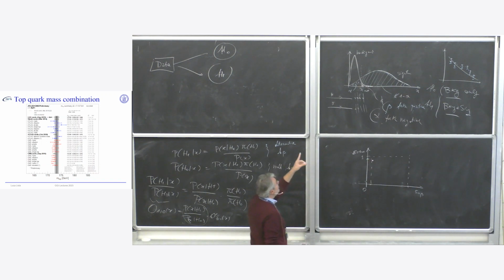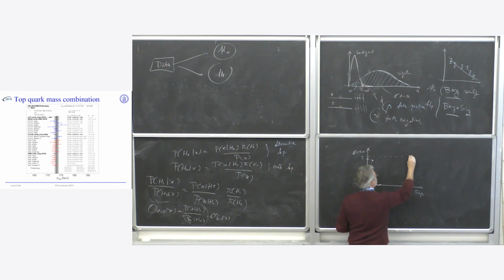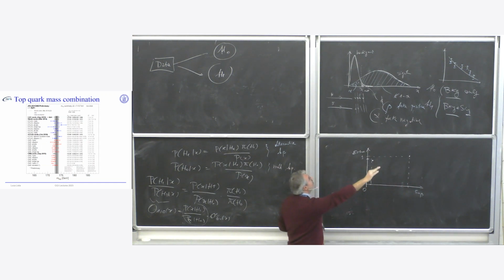What happens if I change the cuts? If I move the cuts to the extreme left, I basically accept everything, so I am here. If I move to the extreme right, to infinity, I reject everything, and I'm here. And in the middle, you will have a curve that looks like this.